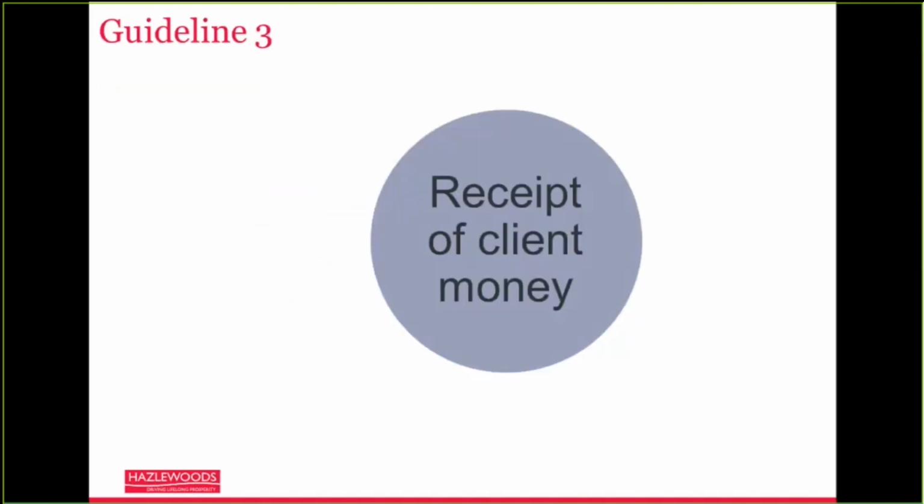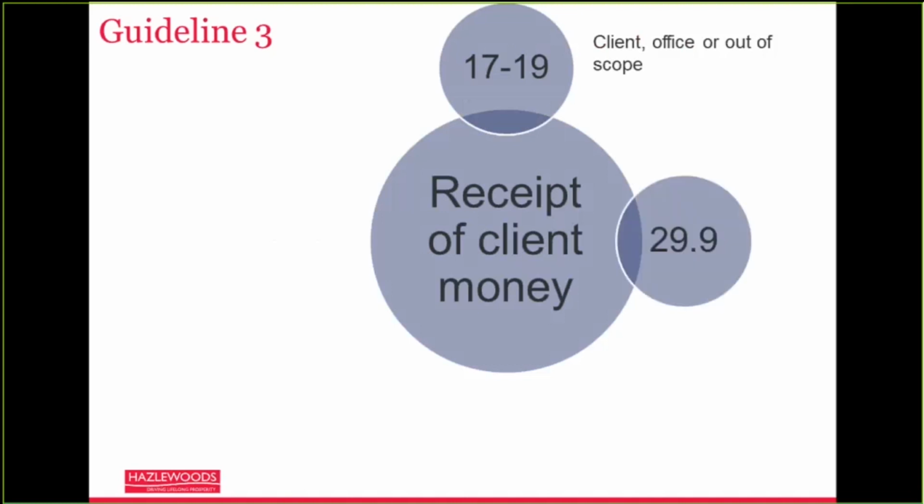Guideline 3 covers the receipt of client money. When money is received, it should be identified as client, office, or out-of-scope money. Out-of-scope money is money for activities which are not regulated by the SRA. Care should be taken to make sure that receipts are posted to correct client ledgers to make sure that they show a current balance at all times.